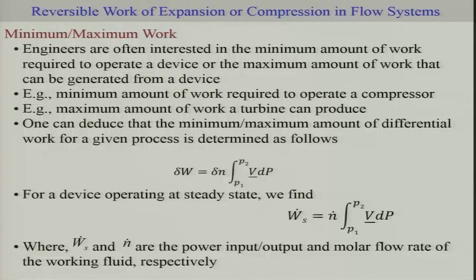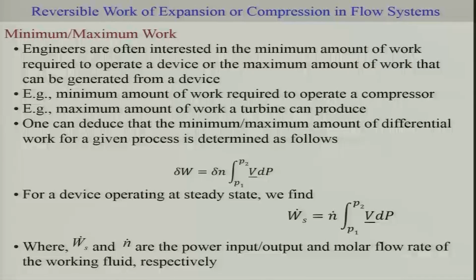So, the relevant devices would be, for a compressor we would be interested in minimum amount of work required to operate, and for a turbine the maximum amount of work which we can produce. So, these are the two important usual questions which come to the mind of an engineer, because we would like to minimize the energy required, since overall cost is associated with energy, and we would like to maximize the energy and produce of course more value out of it.